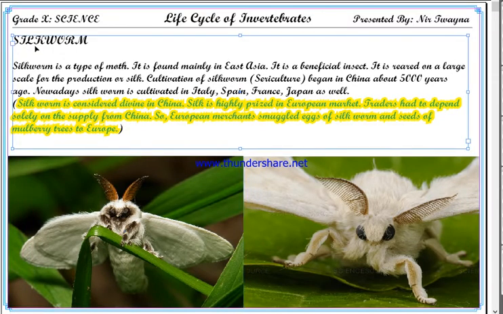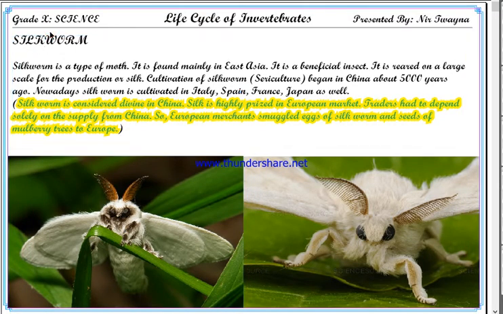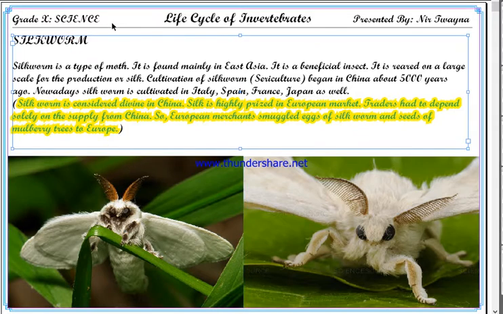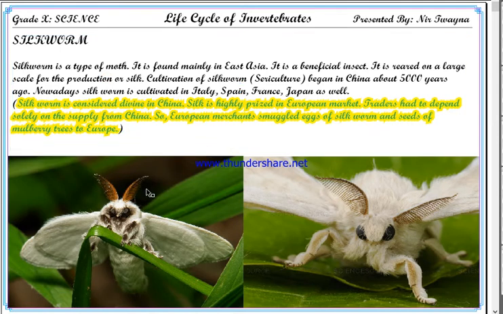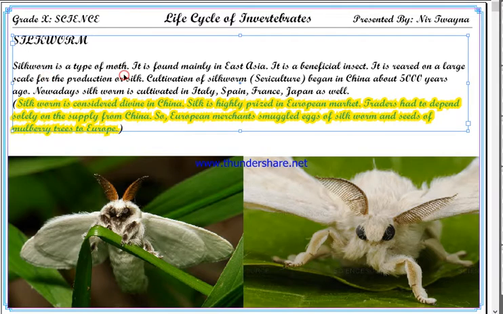It produces silk, and you know what is silk? Silk is very expensive cloth, and that silk thread is produced by this moth, silk moth. It is also called silkworm. In larva stage it is called silkworm. In adult stage it is called silk moth. See the note. Silkworm is a type of moth.